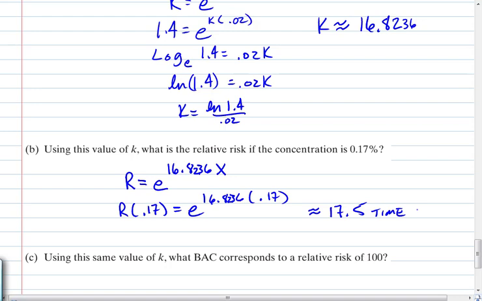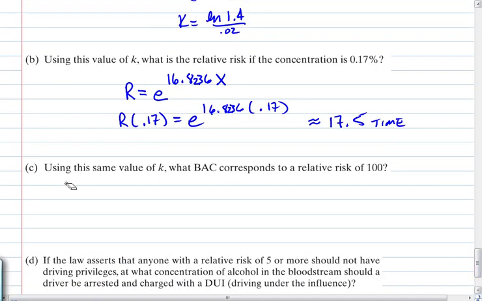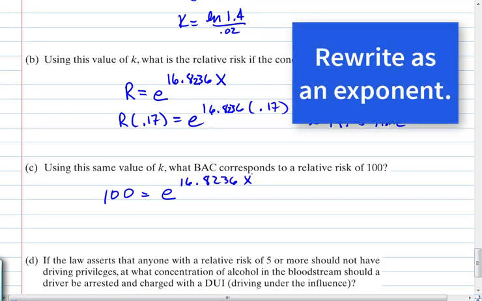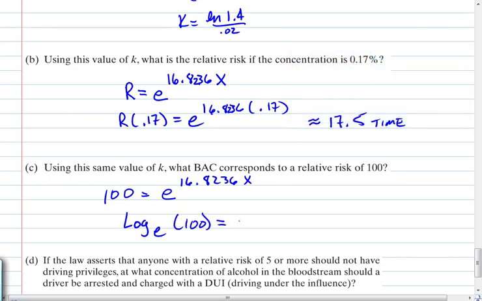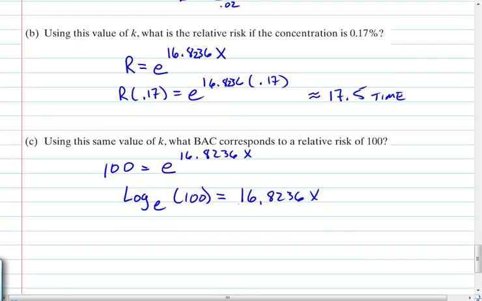The next question is, using the same value of K, what blood alcohol concentration corresponds to a relative risk of 100%? So now we're going to plug in 100 for R, and we're going to get 100 equals e to the 16.8236x. How do I get the x by itself? Log base e of 100 equals 16.8236x. Solving this equation for x, divide both sides by 16.8236.